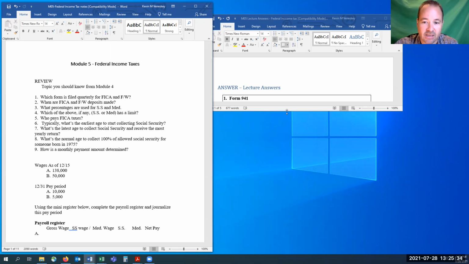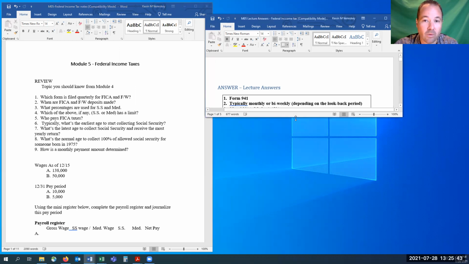When are the FICA and federal withholdings made? When are those deposits made? Well, it depends on your look-back period. It's either going to be monthly or biweekly. And if you're over that $50,000 mark of taxes collected, you're going to be biweekly. Under $50,000, you're monthly. Those are the 2 primary ones.